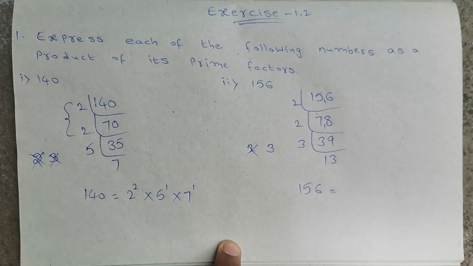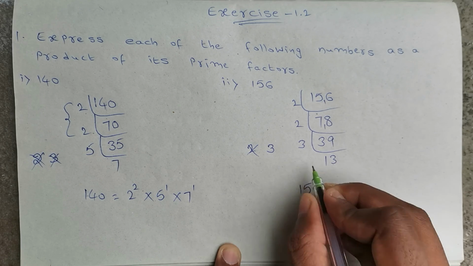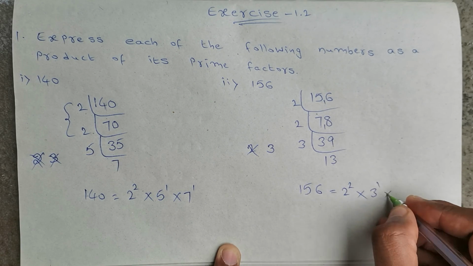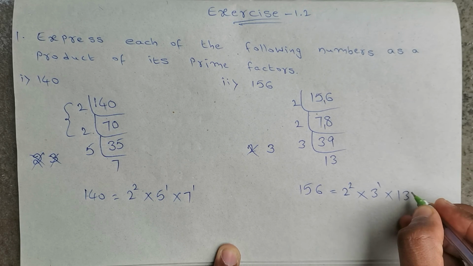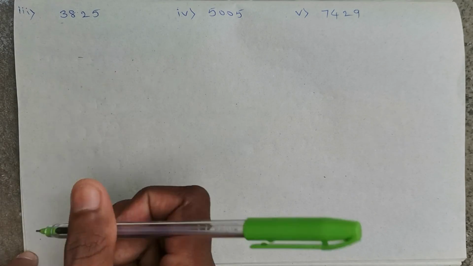So 156 is equal to 2 is there 2 times, so 2 power 2, into 3 once, 3 power 1, into 13 once, 13 power 1. So 156 is equal to 2 square into 3 into 13. Next question is 3825.